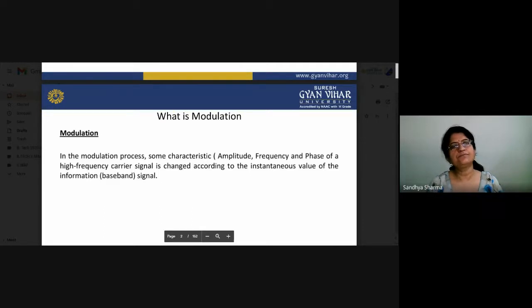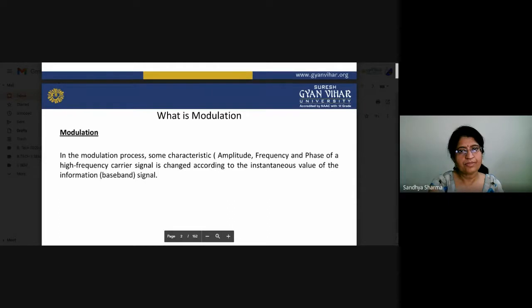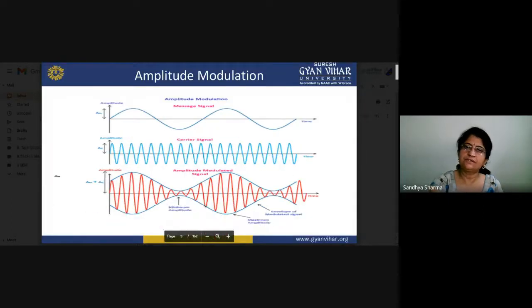First of all, modulation is a process in which some characteristic, either amplitude, frequency or phase, of a high frequency carrier signal is changed according to the instantaneous value of the information signal. In amplitude modulation, the amplitude of our carrier signal is changed according to the instantaneous value of our modulating signal.